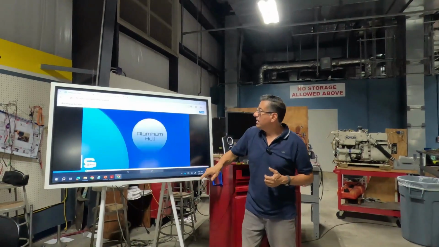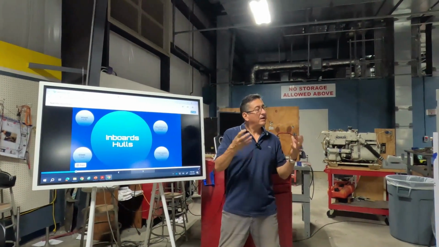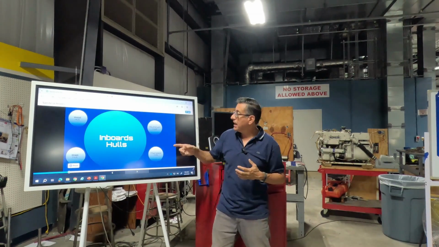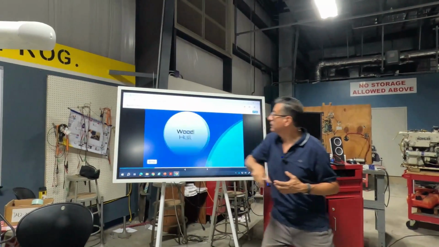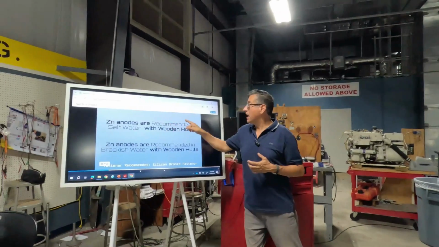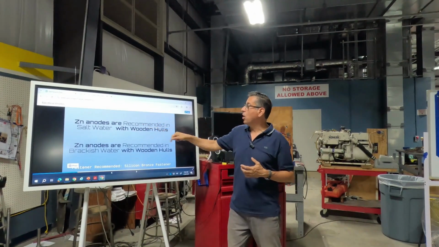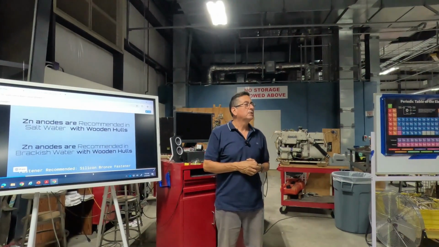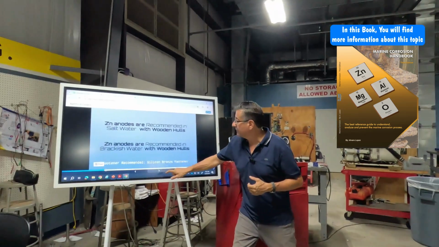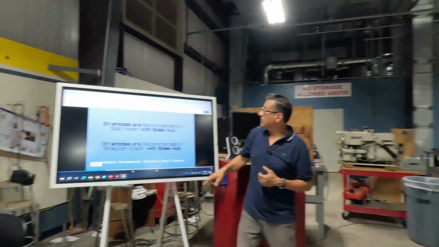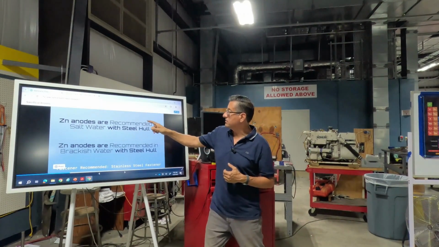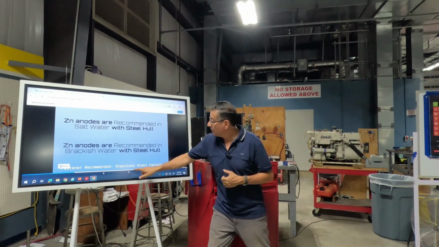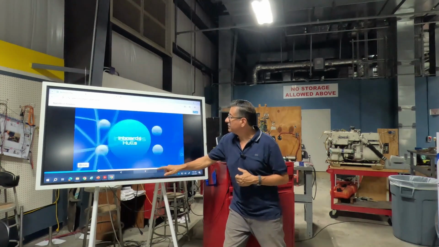Okay, what about if I have an inboard boat with zinc anodes and the hull is in wood? The zinc anodes are recommended in salt water with wooden hulls. The zinc anodes also are recommended in brackish water with wooden hulls. Oh, very interesting presentation. And the same with steel. Exactly the same, recommended in both cases, salt water and brackish water, and the fasteners in stainless steel for steel hulls. Okay, good.